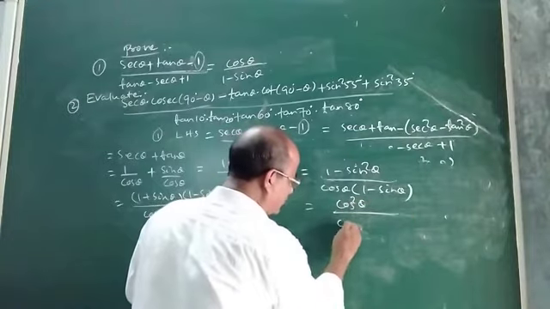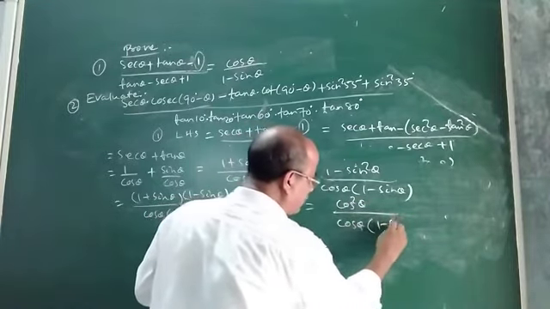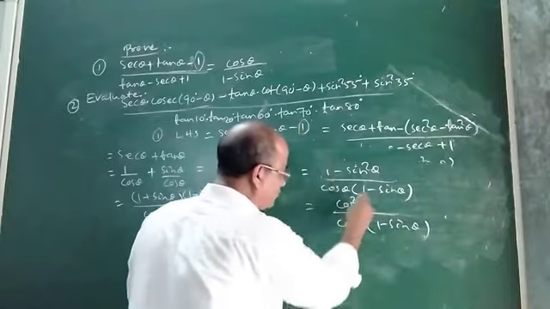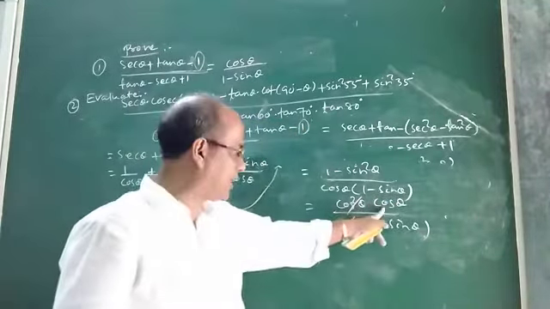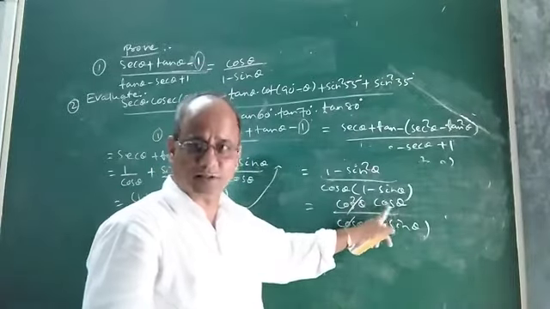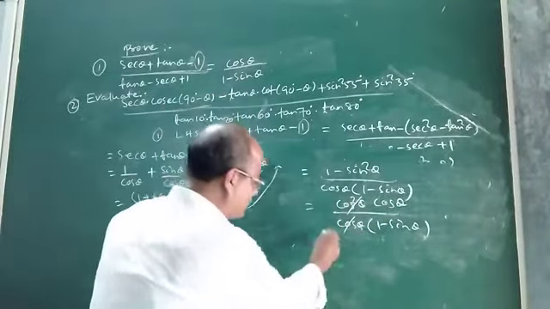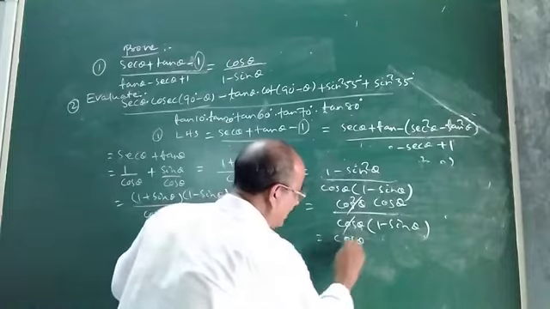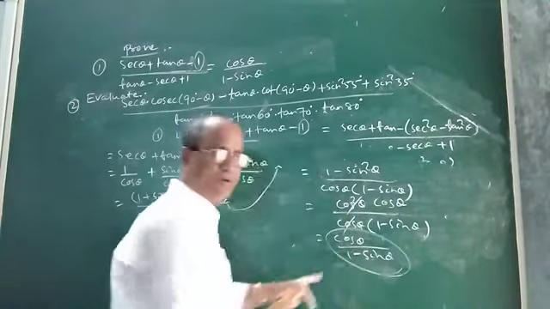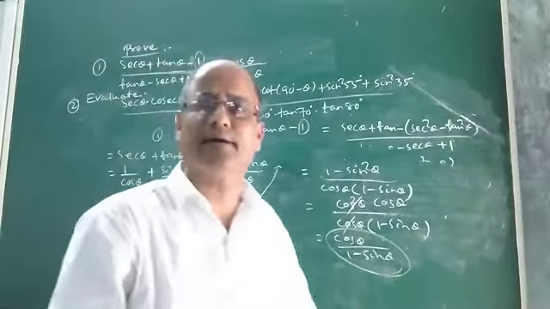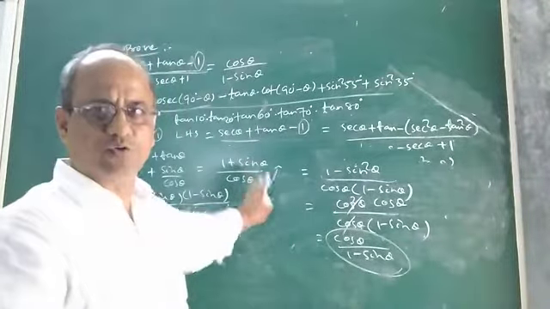So this will be cos square theta by cos theta into 1 minus sin theta. Now you do cancellation. So what will you get? Cos theta. So you ultimately arrived at the conclusion, the RHS, which is equal to cos theta by 1 minus sin theta. So this is what we wanted to prove. So this is how to do this one.